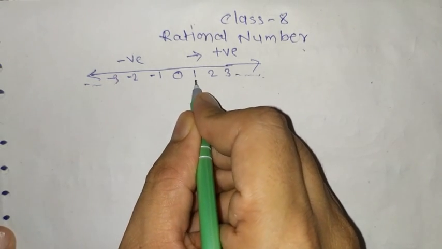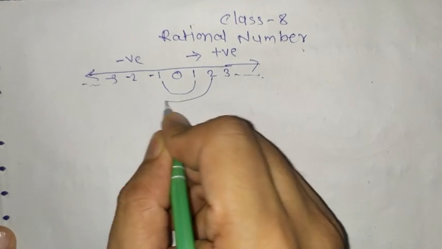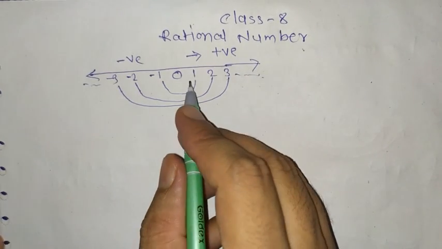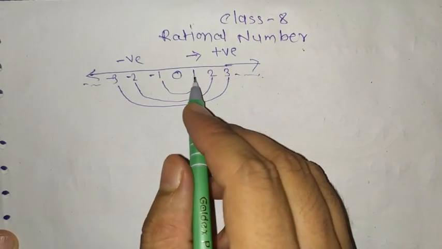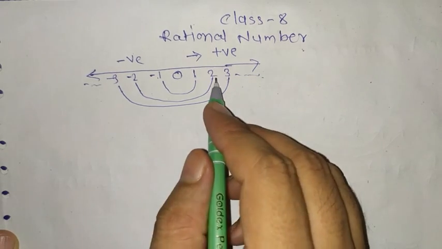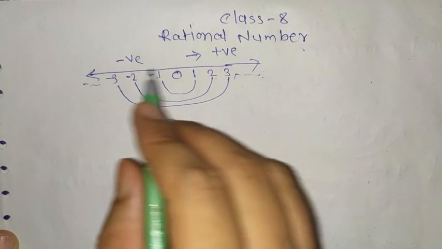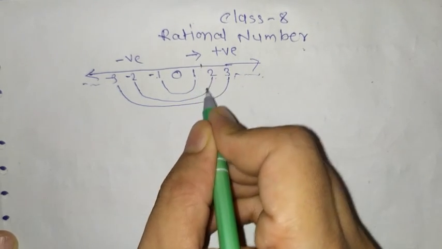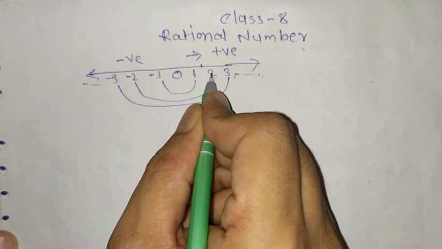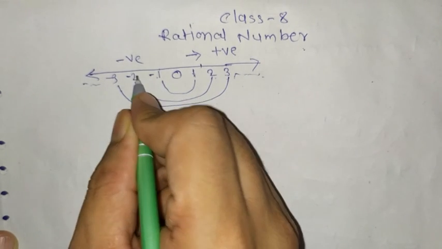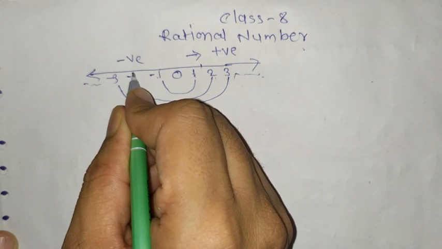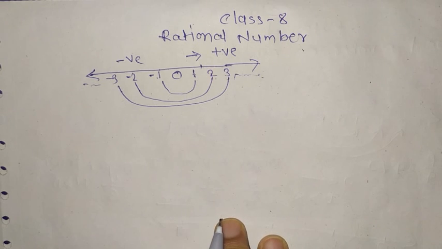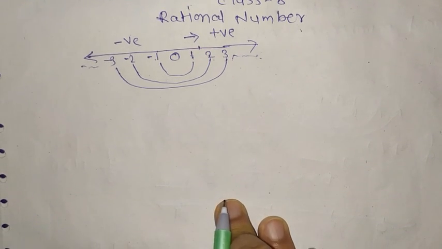So here there is a pairing like 1 and -1, 2's corresponding number is -2, 3's corresponding is -3. So you can see they are just opposites: 1's opposite is -1, 2's opposite is -2, 3's opposite is -3. And if you plot any particular number in between 1 and 2, then you can easily plot the number in between -1 and -2. So that thing we will see in this tutorial, how you can easily plot the number on number line.